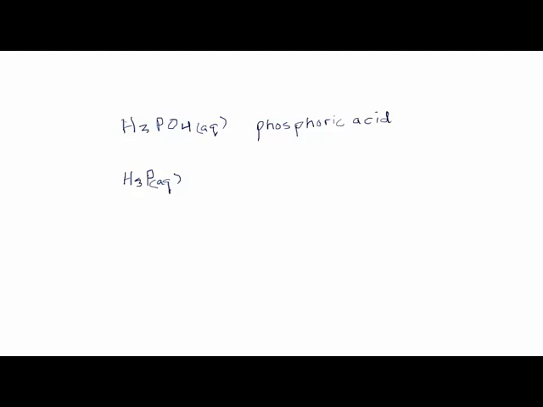Because this is a polyatomic ion, phosphate with the -3 charge. That's why we have to have 3 hydrogens. So this is phosphoric acid.